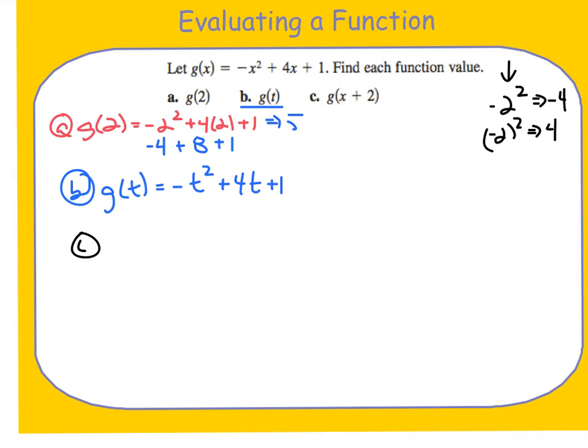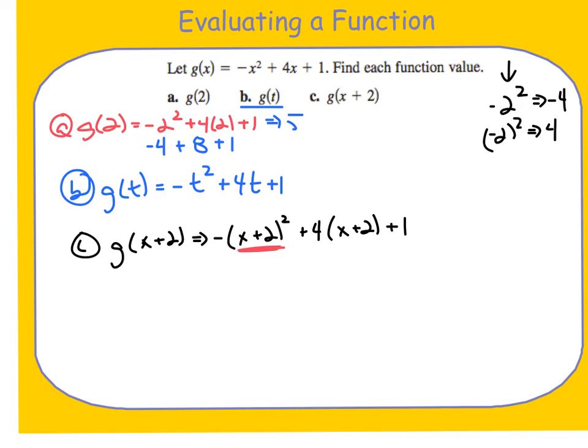All right, part C. So now I have g of x plus 2. So now I'm going to take the quantity x plus 2 and substitute it in for x. So now I have negative quantity x plus 2 squared plus 4 times x plus 2 plus 1. Guess what we get to do here? FOIL. We get to F it up.